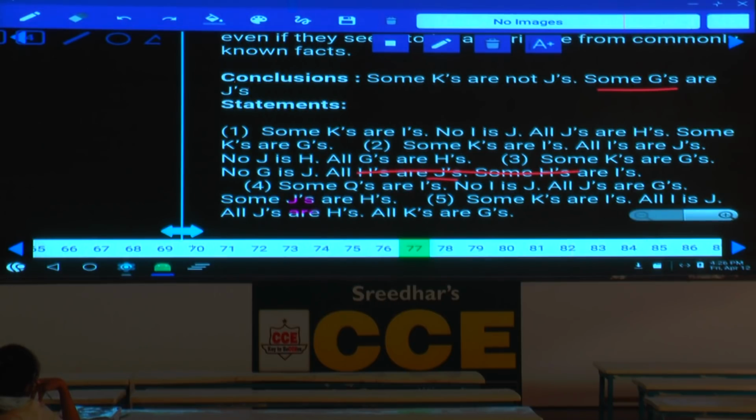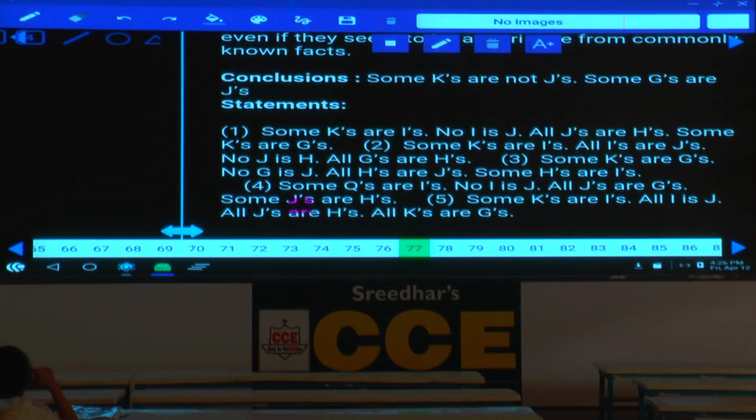Then choice 4. In choice 4, no I is J. I is here and J is here, so J should stay, I should go and K should come. The relation between I and K is not there, so this is also ruled out, isn't it? Then choice 5 is also ruled out, because all the statements are affirmative, and a negative conclusion cannot be drawn from affirmative statements.